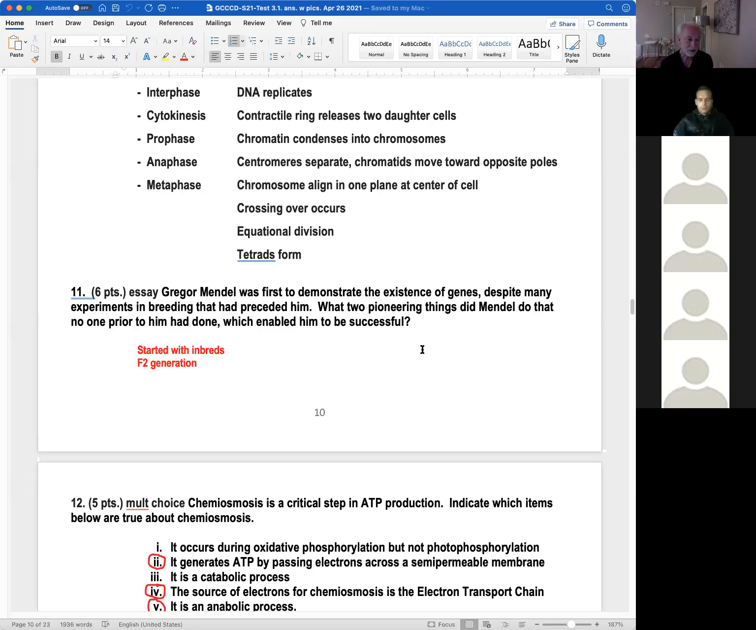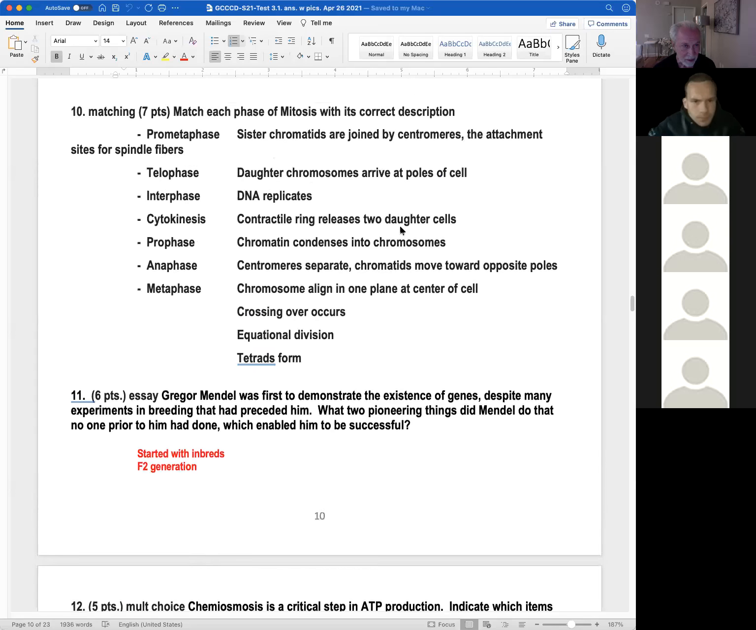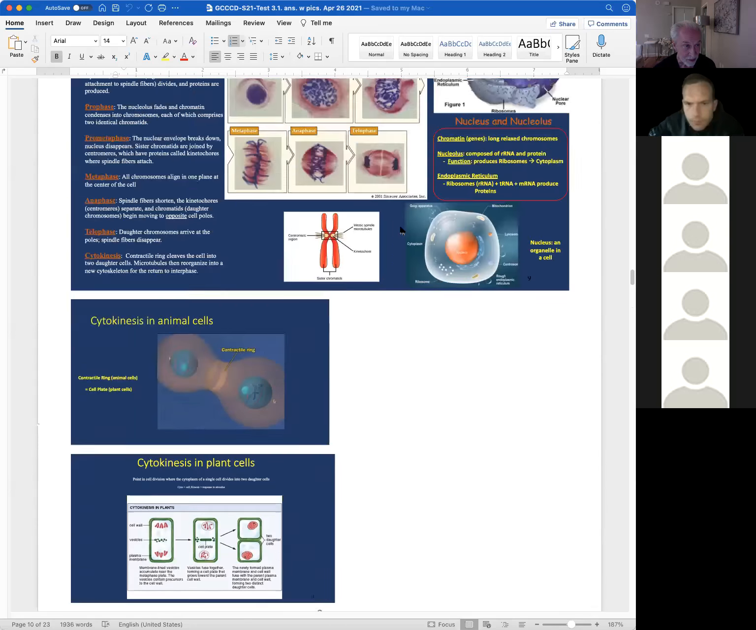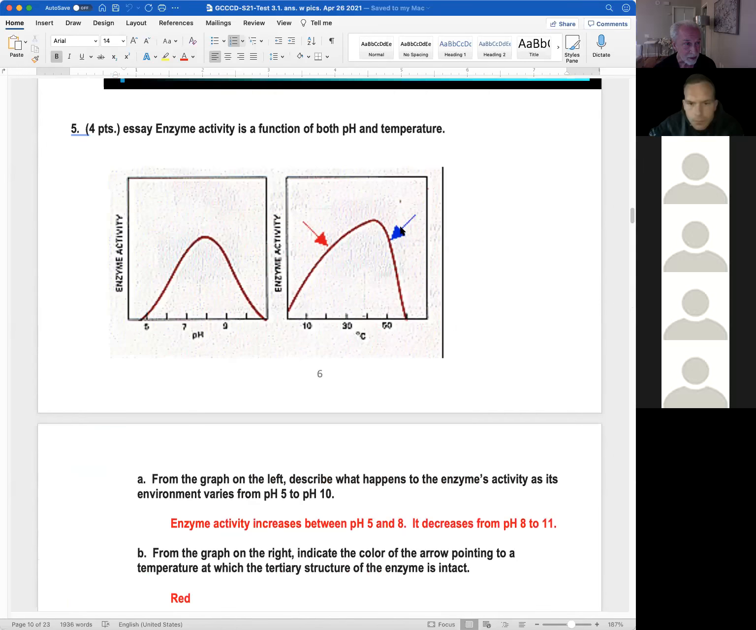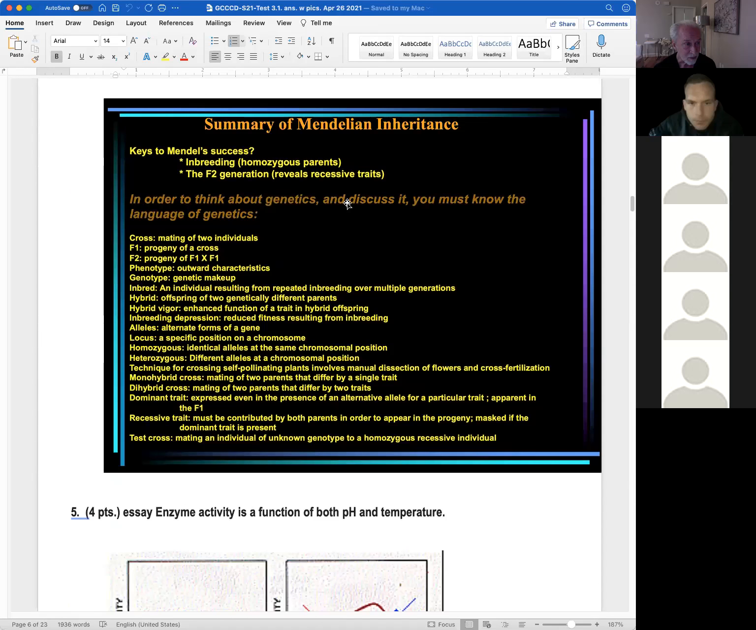And that's where he first saw a recessive trait. And that's where we get the concept of dominance and recessive. Dominance is what he sees in the F1 generation. Recessiveness is what he sees in the F2. Because I think this is so important, I emphasized it over and over. In fact, on this summary slide, right at the very top, keys to Mendel's success: inbreeding and the F2 generation. Some of you used those words, and that was perfect.